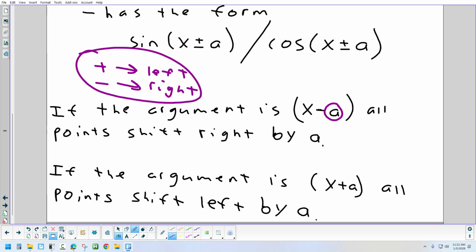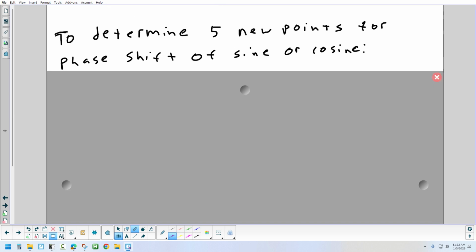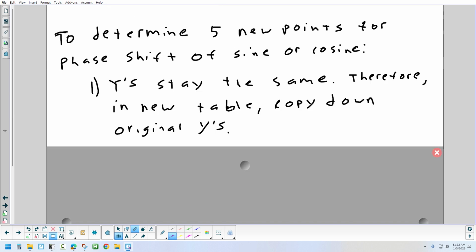Okay, so if we're going to be shifting left and right, think of those original tables. What values are affected when you start moving things left and right? The x values. Right, the x values are going to be affected. The y values are not. So we are not going to have to change any of our y values. So what are we going to do? We're going to copy them down from the original table.